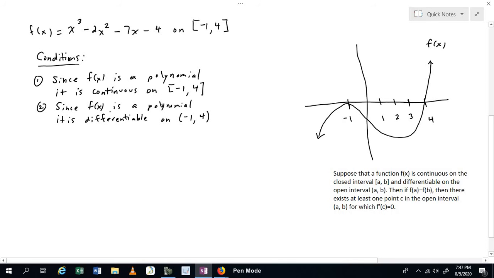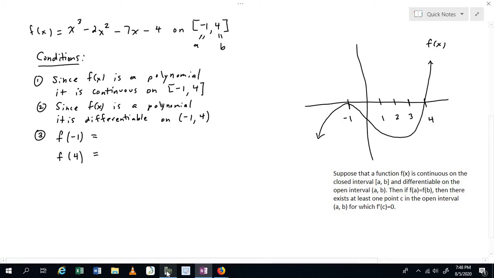Okay, so the end result of all this is, since it's a polynomial, it's both continuous on the closed interval from -1 to 4, and it's also differentiable on the open interval from -1 to 4. Okay, and then the third condition that needs to be satisfied is that f evaluated at the left endpoint has to be equal to f evaluated at the right endpoint. In other words, f of a has to equal f of b. So in this case, a is the left endpoint, -1, and b is the right endpoint, which is 4. And so we're going to check and make sure that those are equal. So f of -1, we have to check and make sure that it's the same as f evaluated at 4.